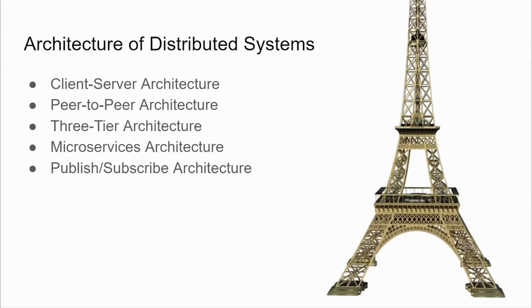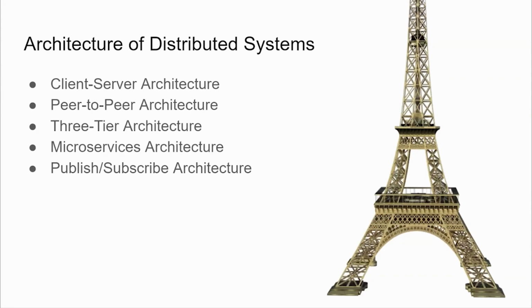Moving on, we have 3-tier architecture. This architecture is designed to separate the presentation layer, application logic layer, and database layer into separate tiers. This separation allows for greater scalability, ease of maintenance, and flexibility in the application. Fourth on our list is microservices architecture.